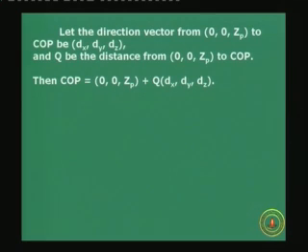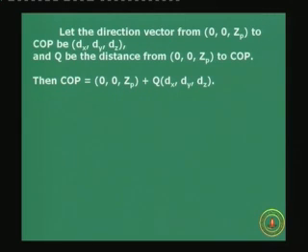The direction, as I was telling you: the direction vector from the point 0 0 ZP, which is the intersection of the projection plane and the Z axis, to the center of projection or COP, let the direction cosines be given as dx, dy, dz, and let q be the distance from 0 0 ZP to COP. So, I can express COP as a vector addition of 0 0 ZP plus q, the distance, multiplied by dx, dy, dz.